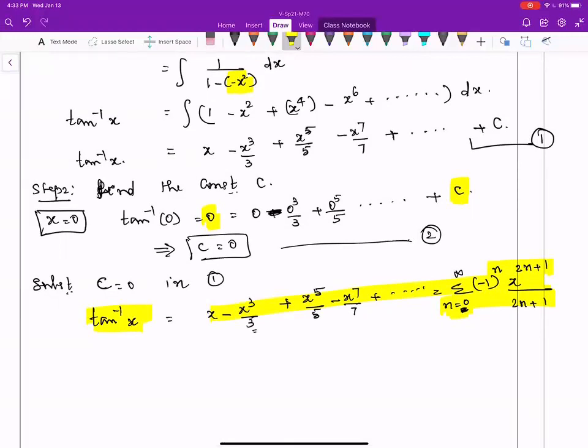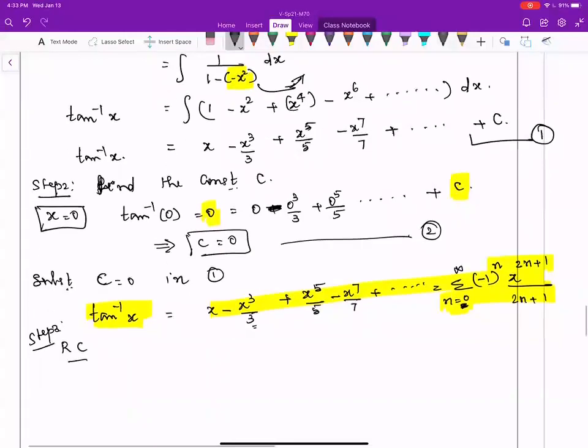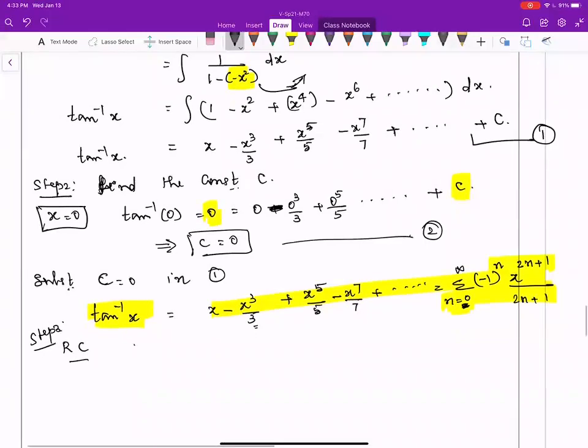And what is the radius of convergence for this? The radius of convergence, that is step 3. The radius of convergence is the same as the radius of convergence of the geometric series involved in this. So it is r equal to 1. The radius of convergence would be equal to 1 for this series.